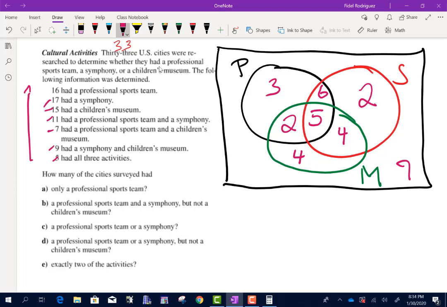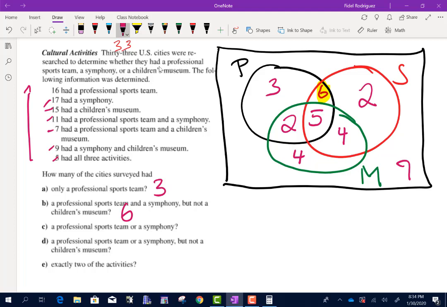All right, now that we have that, we can answer our questions. So let's take a look here. How many only had a professional sports team? That would be 3. Okay. Look at part B. How many had a professional sports team and a symphony, but not a museum? So professional sports team and a symphony, but not a museum, that would be that 6 right there, right? Professional sports team and a symphony, but no museum. That would be those 6.